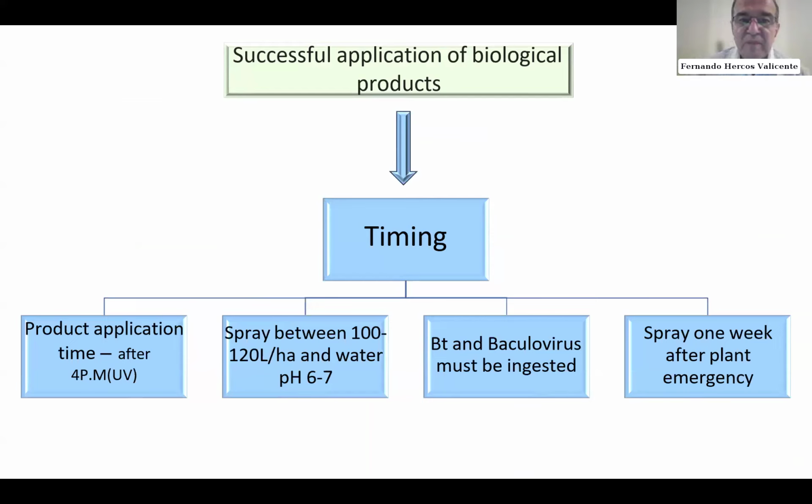For successful application of biological products, timing is the most important. The product application time should be after 4 p.m. or if you have a formulation with UV protectant. The spray should be between 100 and 120 liters per hectare, and the water pH about 6 to 7. This is because BT and baculovirus must be ingested, so you have to get a reasonable amount of water when you spray. And spray 1 week after plant emergence.